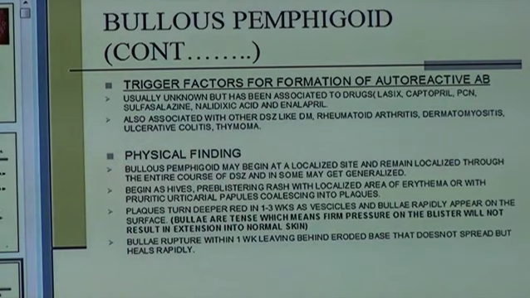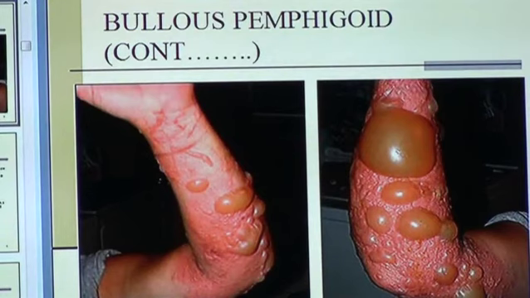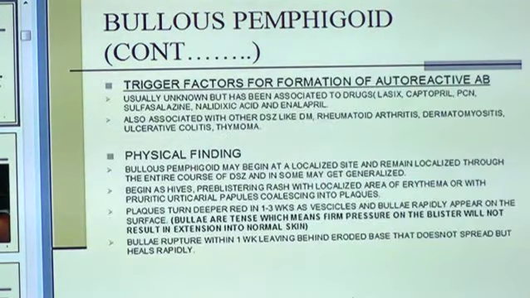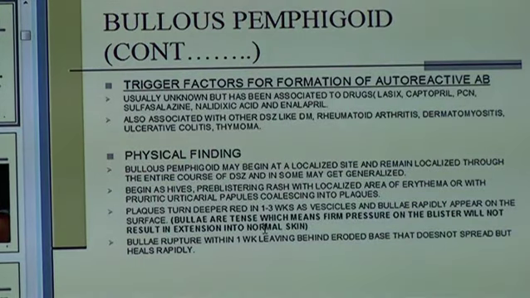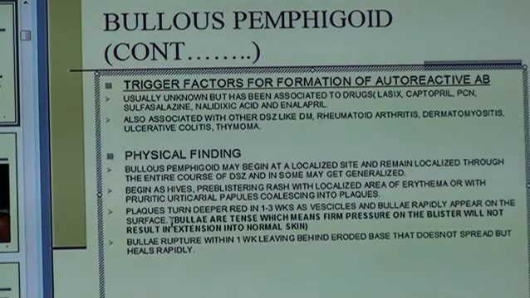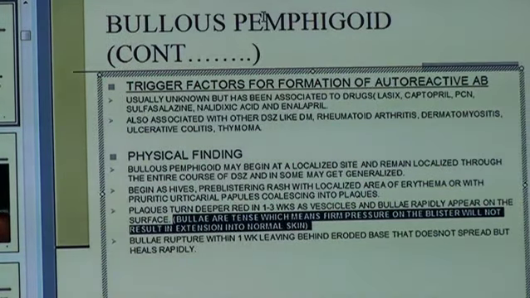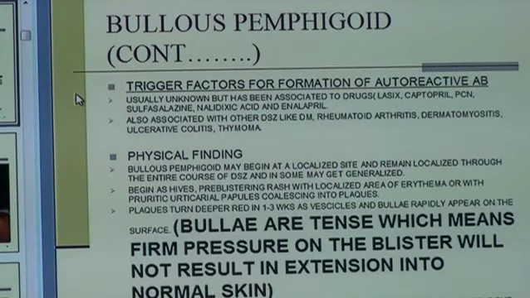I have that line, I made it bold. That's a very important line. What it actually tells you is that the bullae are tense, which means firm pressure on the blister will not result in extension into normal skin, and that kind of differentiates it from pemphigus vulgaris. So it's a very tense blister, bullae, which when you put firm pressure on, it's not going to spread to the normal skin.